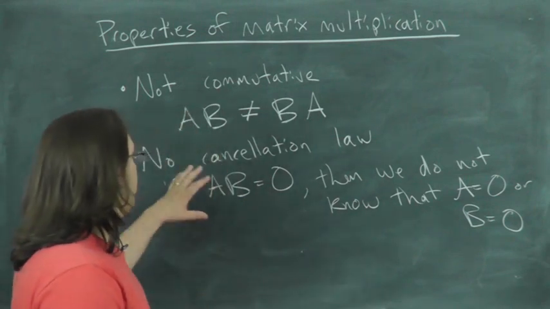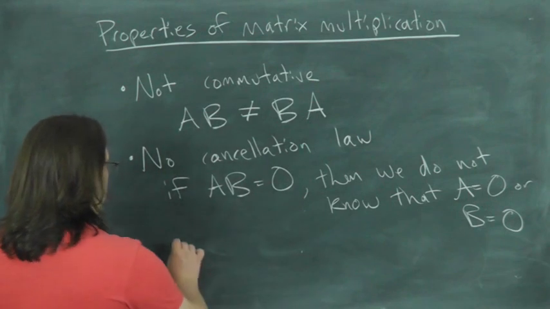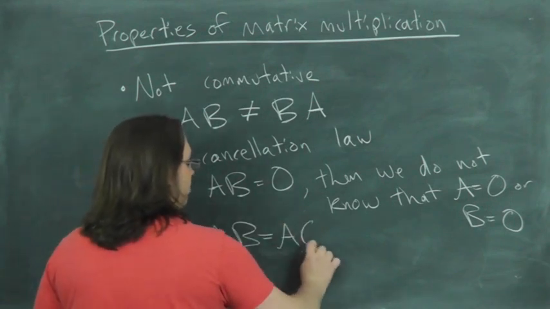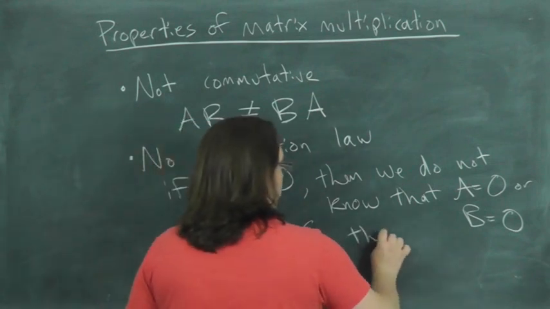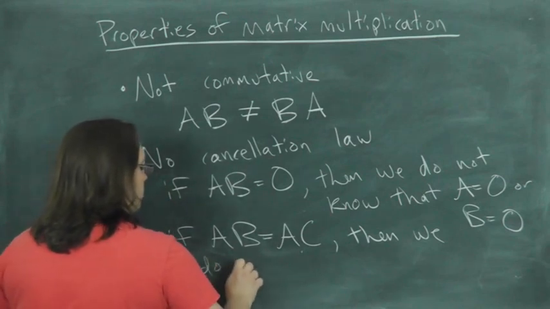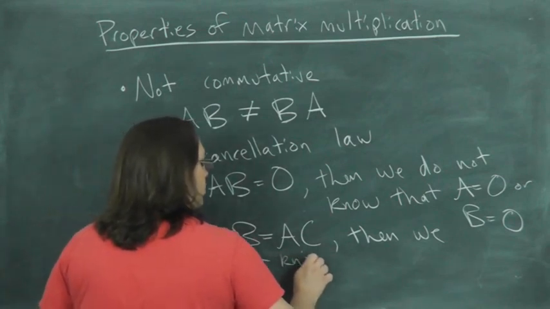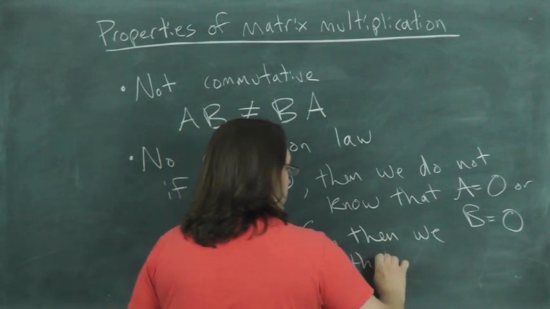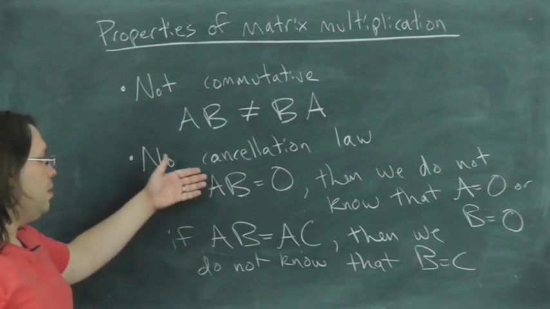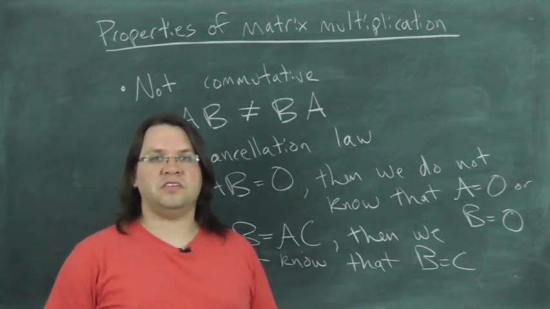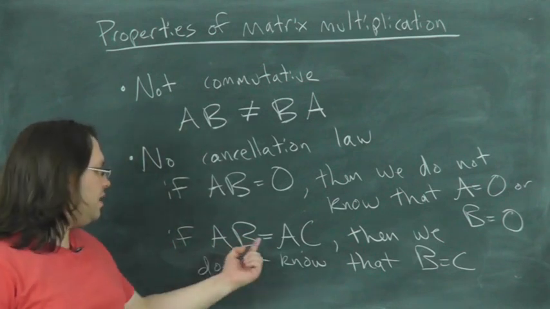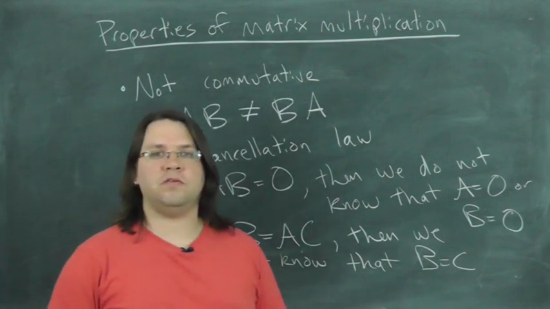Now there's a further expression of the cancellation law, which is that if AB is equal to AC, then we do not know that B is equal to C. These are really basically the same kind of statement. In other words, you can't cancel things, so we can't cancel the A's like we could if these were real numbers.